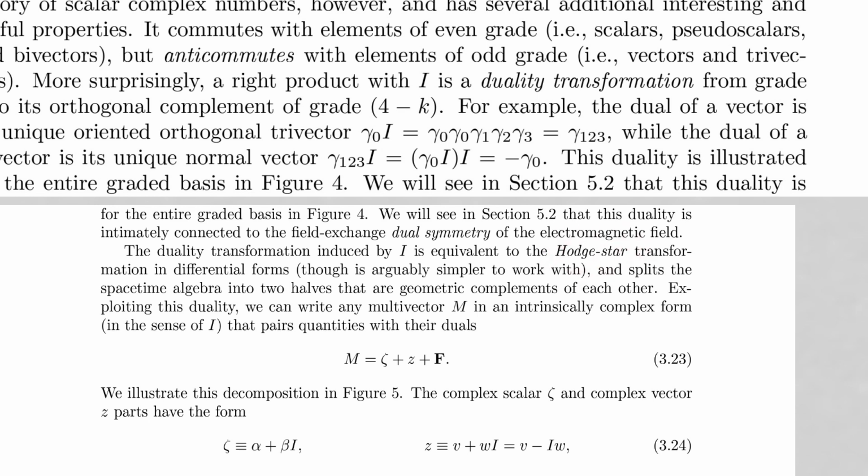But what is important about this is that this I splits the space-time into two halves that are geometric complements of each other. And this is the secret that's going to allow us to introduce something that they call complex structure into our organization of the multivectors of the space-time algebra. Exploiting this duality, we can write any multivector M in an intrinsically complex form, in the sense of I, meaning that the pseudoscalar I replaces the notion of the imaginary number i, right? That's not what we're talking about. We're going to talk about complexification relative to this pseudoscalar. And this pseudoscalar is going to pair all quantities with their duals.